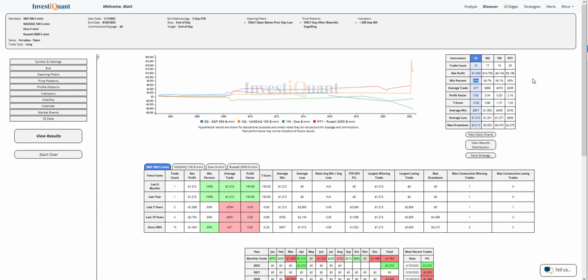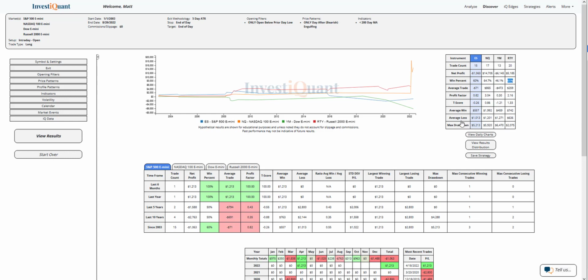The win rate for the S&P is coming in at 60% of these have closed above the opening print following that pattern. For the NASDAQ, 65% have closed above the opening print. For the Dow, it's more neutral, 46%, and the Russell, similar to the NASDAQ, 65%.